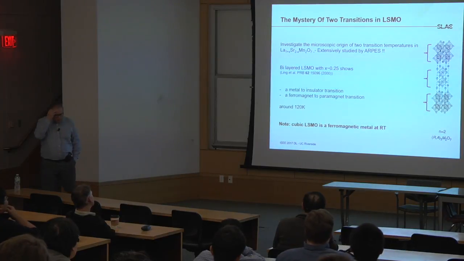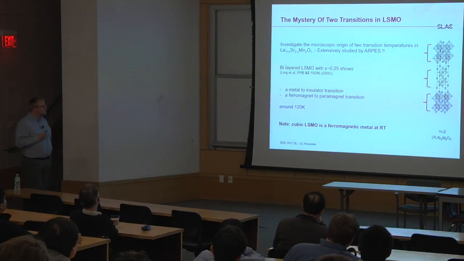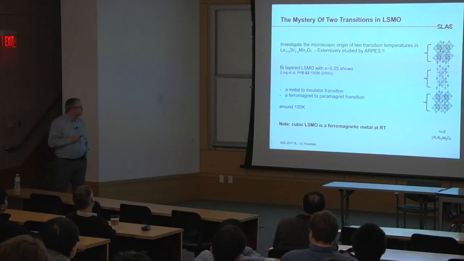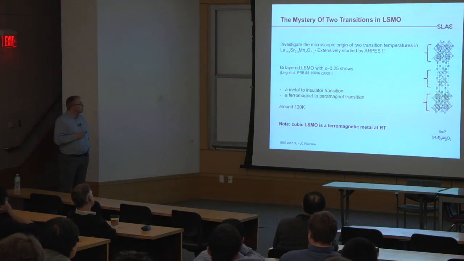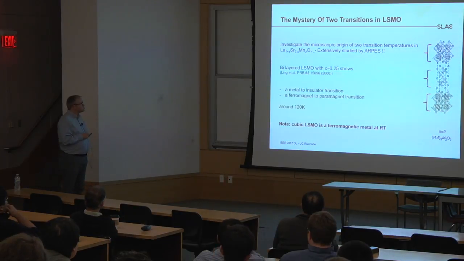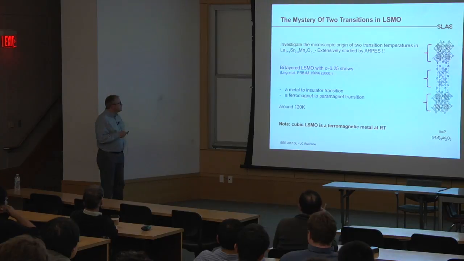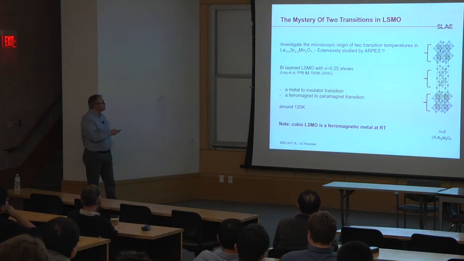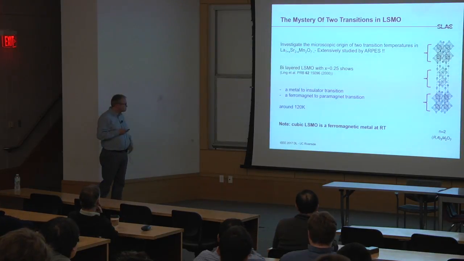So one mystery that we started working on a couple of years ago is to look at lanthanum-strontium manganese oxide, which had always showed two different transitions. And what I mean by this, I will explain in a second. So LSMO is essentially one of the guinea pigs of angle-resolved photoemission spectroscopy. It has been studied very, very extensively.